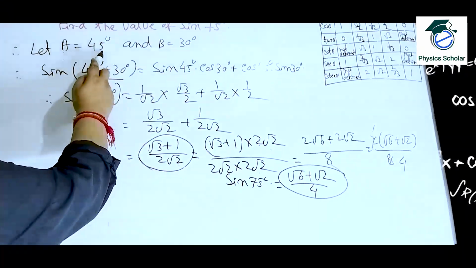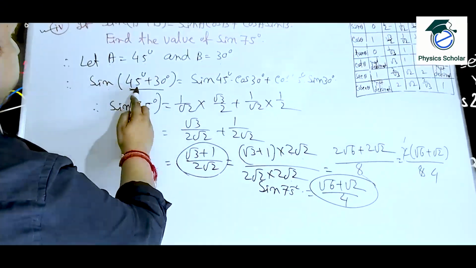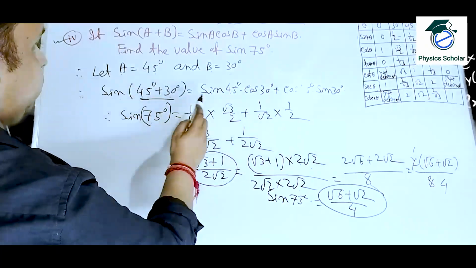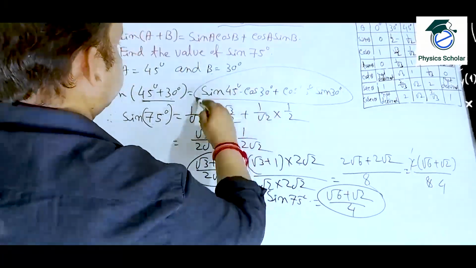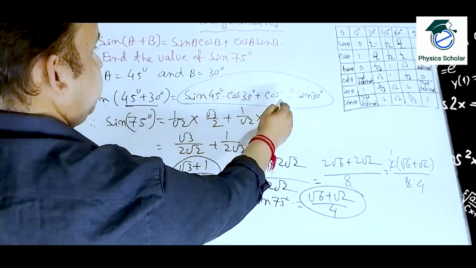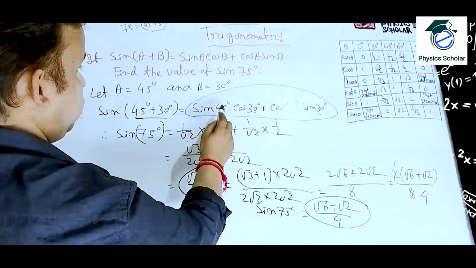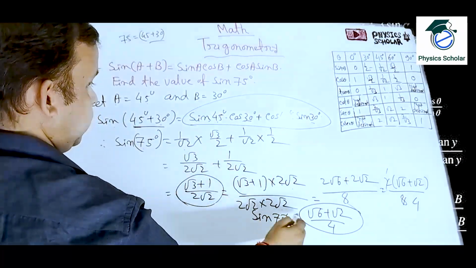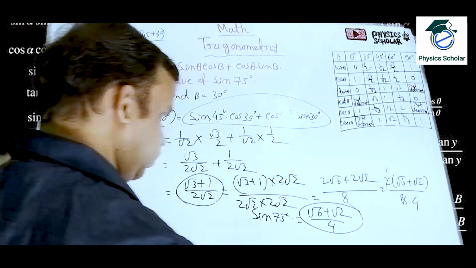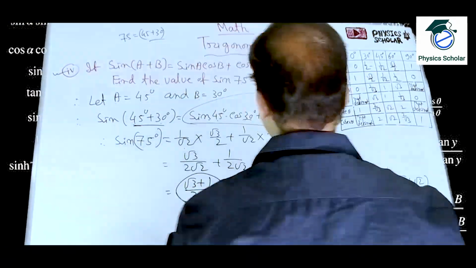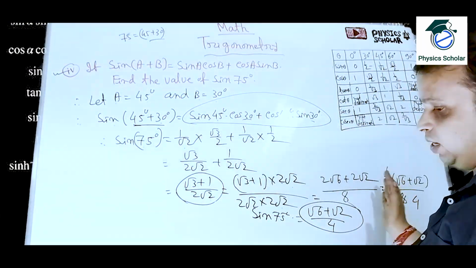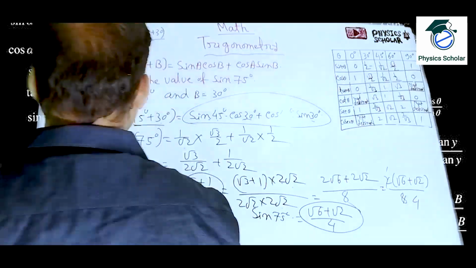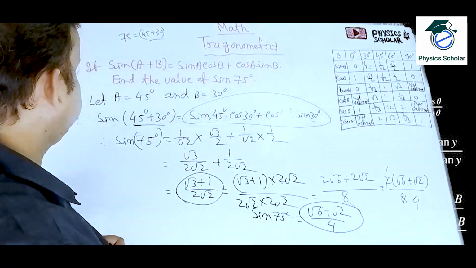Clear? So A is equal to 45, B is equal to 30. So sine of 45 plus 30 degree means 75. Now this was given. Clear? Only we are putting the value of A and B, and we are putting the value of sine 45 and cos 30, and cos 45 into sine 30, and calculating. So this value is coming. Clear? So I hope students you can understand this sum. Okay. So if this type of sums comes in the examination, you can do.